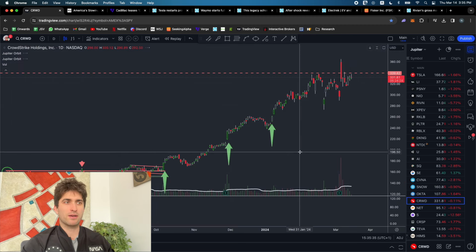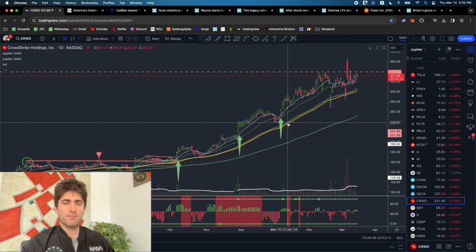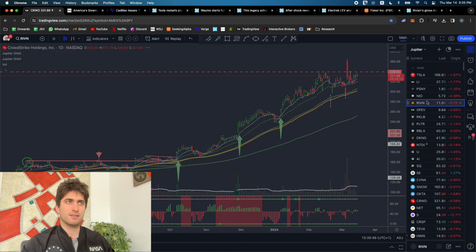Look at a stock like CrowdStrike, for example. You need to be getting above the moving averages, holding them as support, tagging green with green volume and green tags on a Jupiter pendulum on the way up. That's what an uptrend looks like. You don't play the risky game of what Fisker and Rivian and these stocks look like.